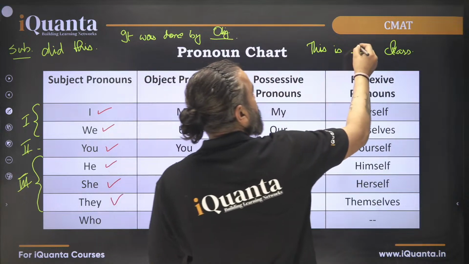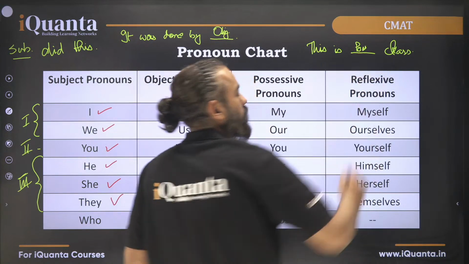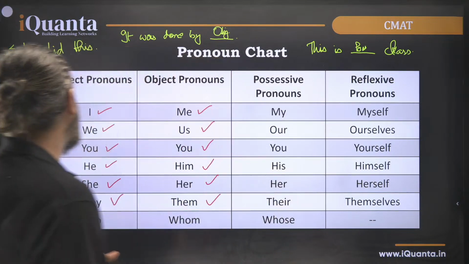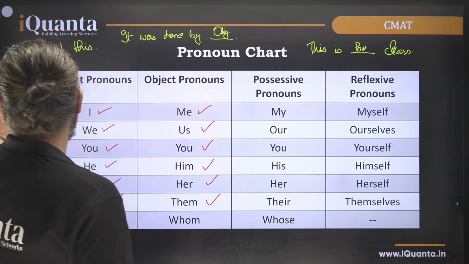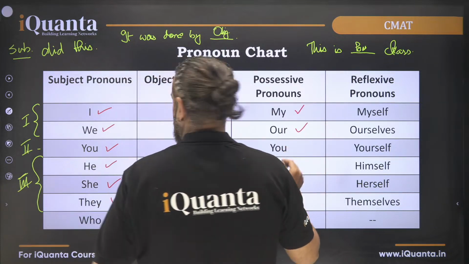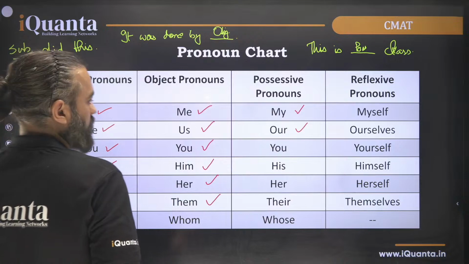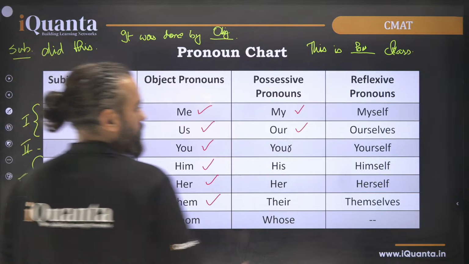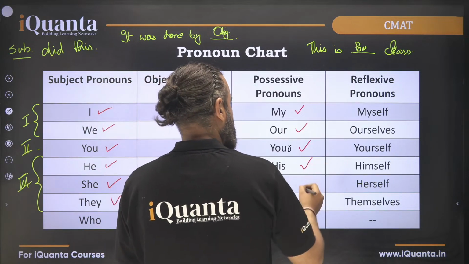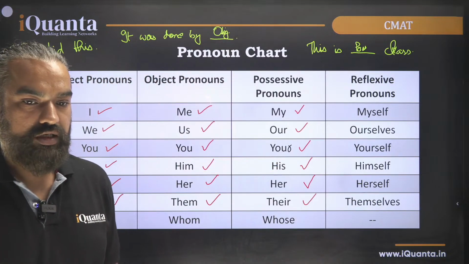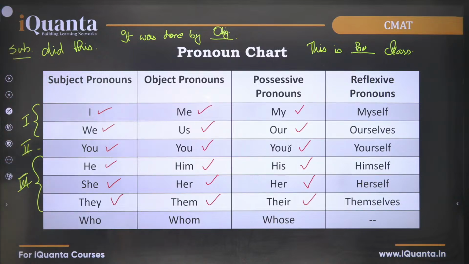Possessive pronouns. Over here I'll tell you about the possession. What is possessive? Possessive is talking about belonging, right? So in this case I can say this is my class, this is our class, this is your class (the earlier slide was a misprint), this is his class, this is her class, and this is their class. We'll talk about reflexive pronouns later on. Okay, so this is how the pronoun chart works for the possessive pronouns.